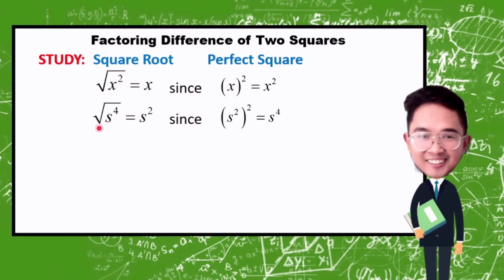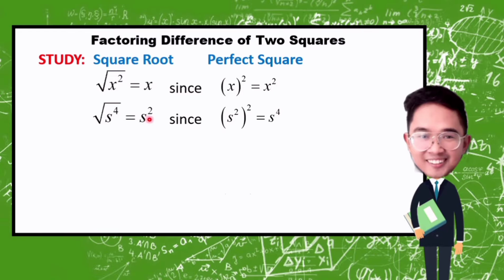Square root of s raised to 4 is equal to s squared, since the quantity of s squared raised to the power of 2 is equal to s raised to 4. What we are going to do here is divide the exponent of the radicand, which is 4, by the index of the radical sign. The index of the radical sign here is 2, which is not presented. 4 divided by 2, that's why we have 2.